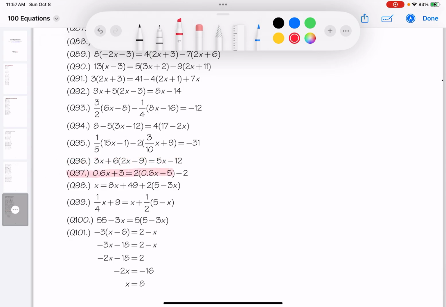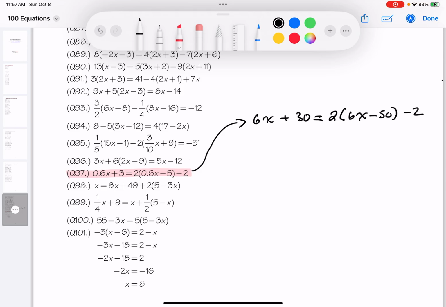I'm going to highlight it. It's a decimal number. And I'm going to multiply both sides by 10. 6x plus 30. Now, when I multiply that first term by 10, I'm not doing it with the 2. I'm going to do it with the inside. So it's going to be 2, and 10 times 0.6 is 6x, and 10 times 5 is 50, minus 2. 6x plus 30 equals 12x minus 100, minus 2. 6x plus 30 equals, I'm simplifying, by the way, 12x minus 102.